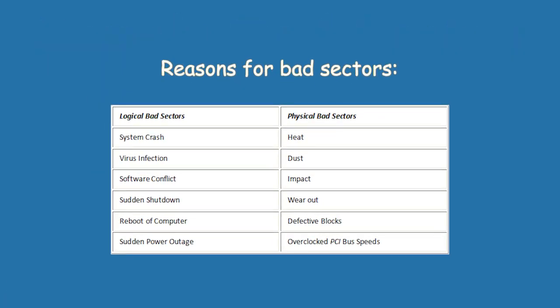The causes for bad sectors on the hard drive can be divided into two major categories: logical and physical. You may check the specific causes in the following table.